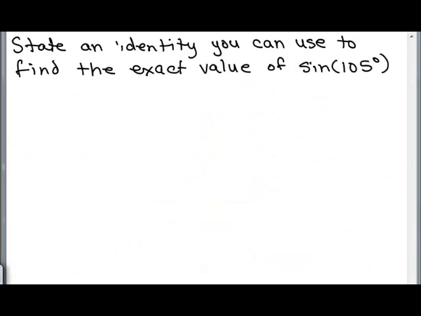All right, next problem. State an identity you can use to find the exact value of sine of 105 degrees. All right, again, you could use a half angle identity. You could do 210 degrees divided by 2 and use that formula. I think it's easier to think of this as the sum of two special angles, so that's the one I'm going to use. And the two special angles would be 60 and 45.